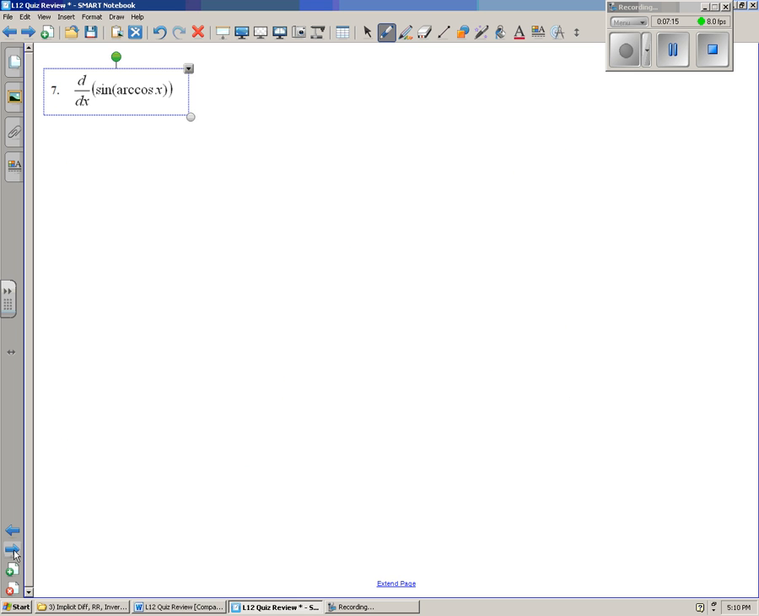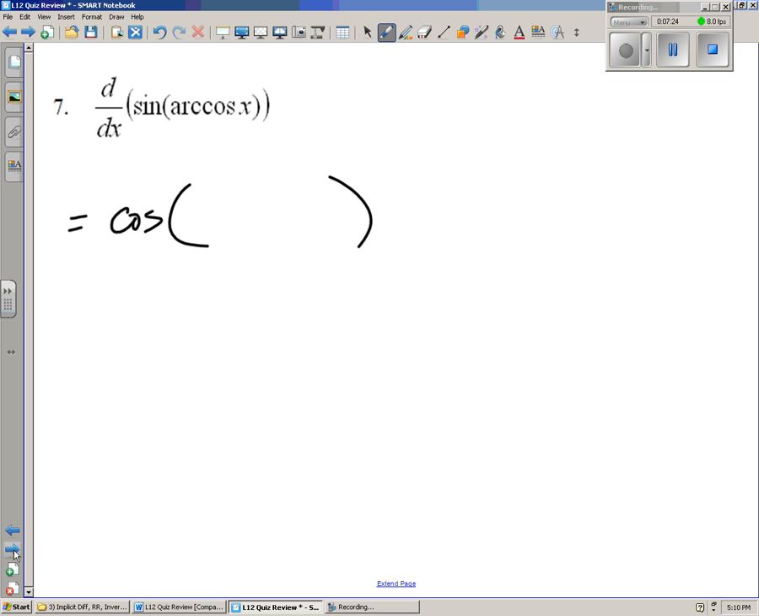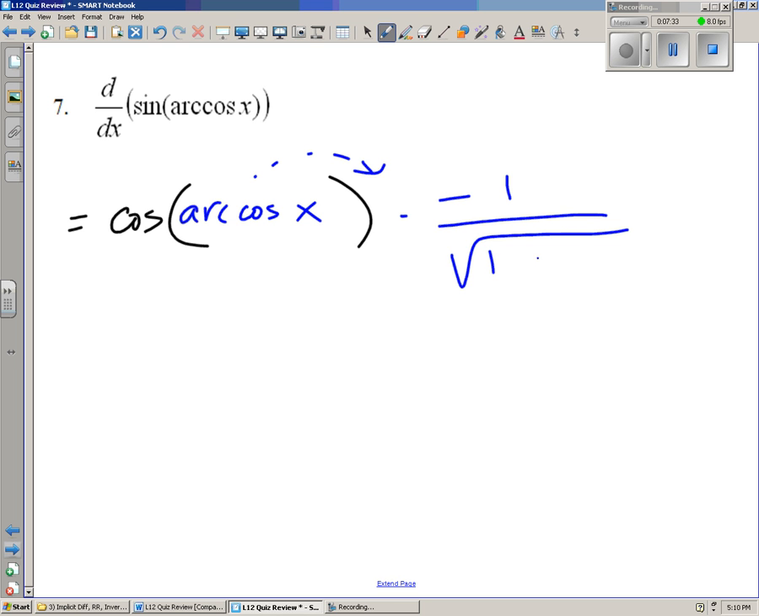Number 7, we want the derivative of sine of arc cosine of x. So again, we're going to use the chain rule. Derivative of sine of stuff is cosine of stuff. The stuff is arc cosine of x, times the derivative of the stuff, and the derivative of arc cosine is negative 1 over root 1 minus x squared.